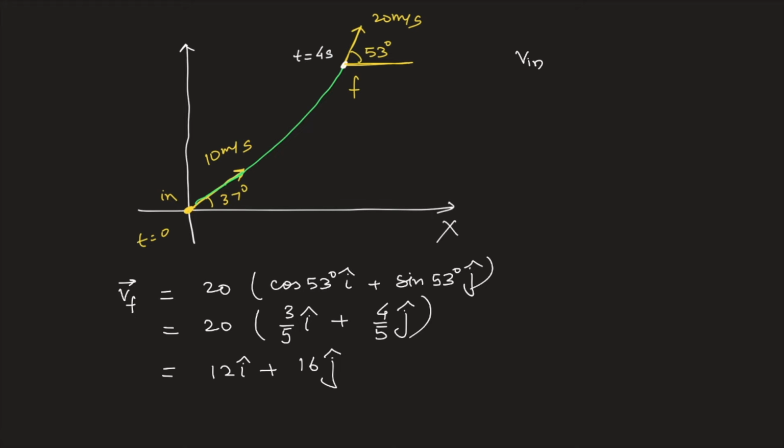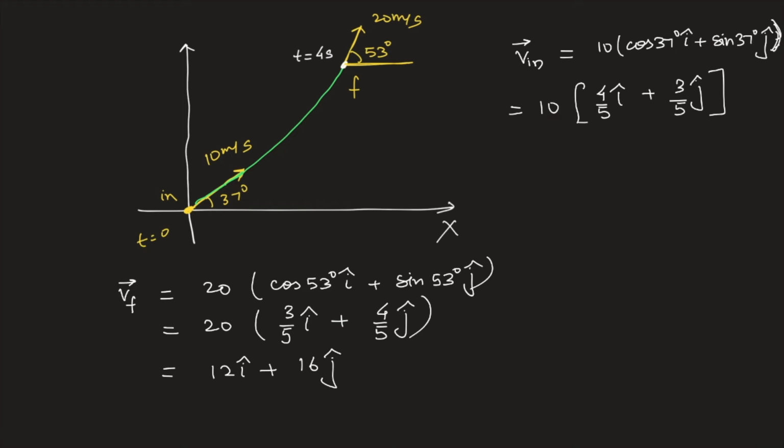Initial velocity is going to be, what is the initial velocity going to be? So 10 cos 37 degrees î plus sin 37 degrees ĵ. Same principle applied. So we can write it as 10 cos 37 is 4 by 5 î, sin 37 is 3 by 5 ĵ. So it would be 8 î plus 6 ĵ, I guess. Yes, that would be correct.